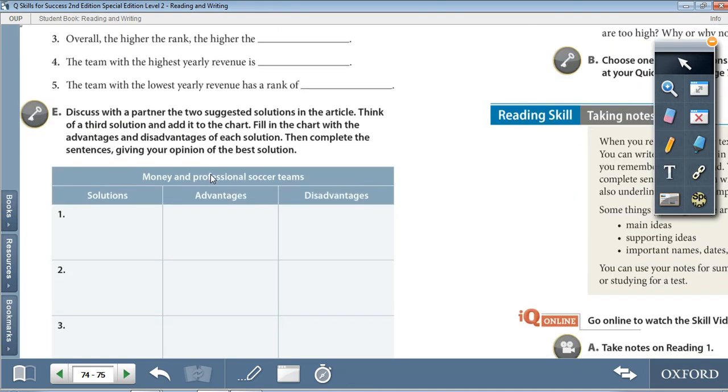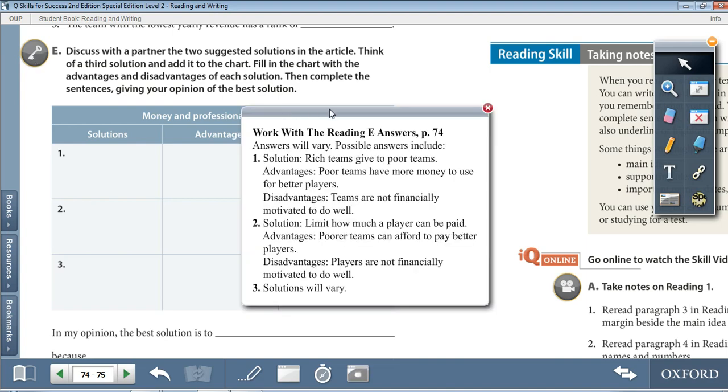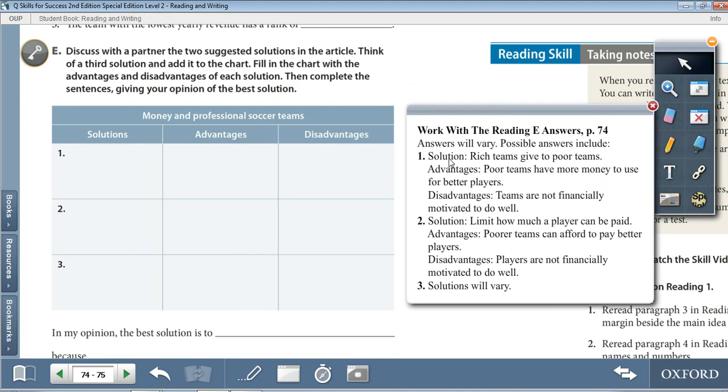E. Discuss with a partner the two suggested solutions in the article. Think of a third solution, so you need to think of a third one, and add it to the chart. Fill in the chart with the advantages and disadvantages of each solution. Then complete the sentences giving your opinion of the best solutions. Here they are. Number 1, the solution is rich teams give to poor teams. Advantages: poor teams have more money to use for better players. And disadvantages: teams are not financially motivated to do well.